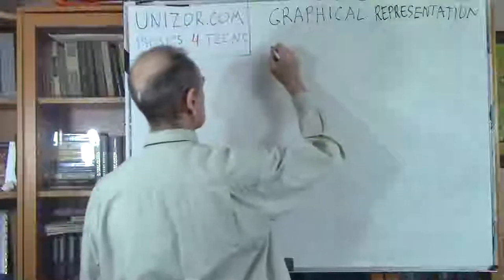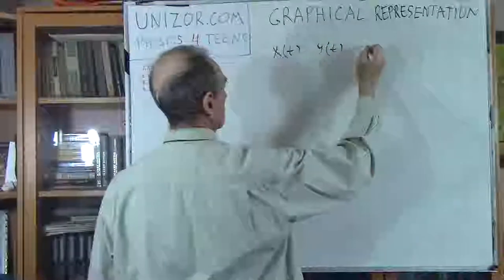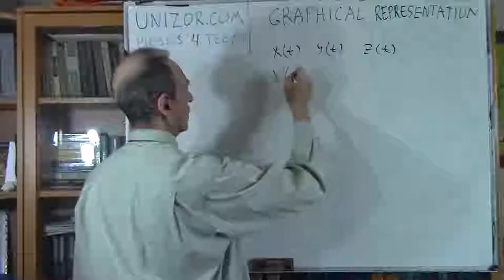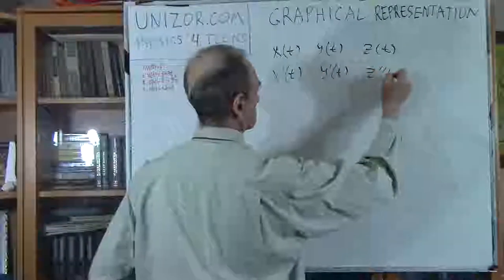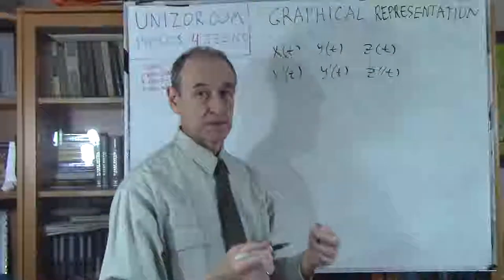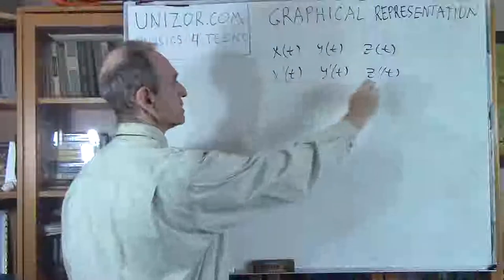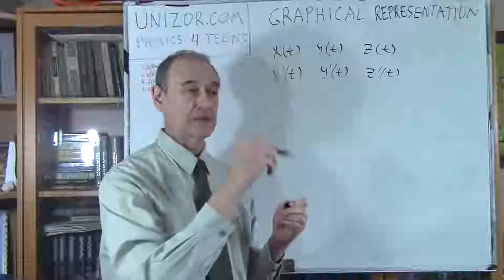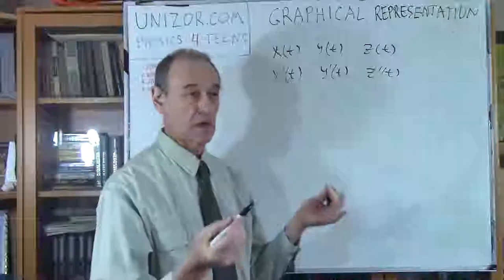So we have, for instance, three position functions. Then we have their derivatives, which are components of the velocity vector. So these are all vectors. These are three components of the vector of the position, which is the vector from origin to the point where the object is located. Now, these are components of every speed in every coordinate, which basically composed together becomes a vector called velocity.